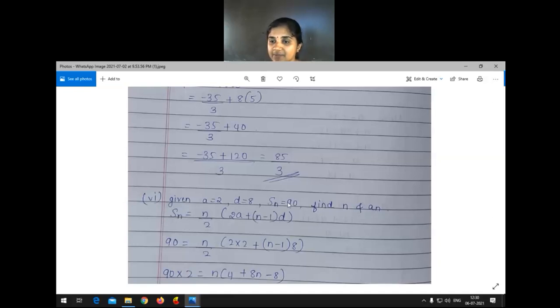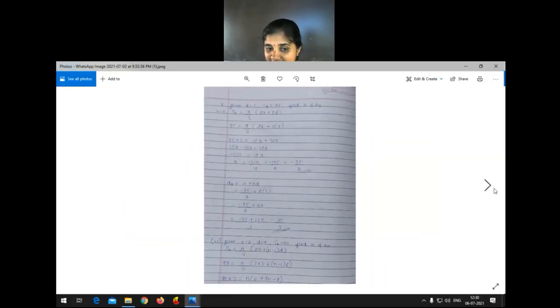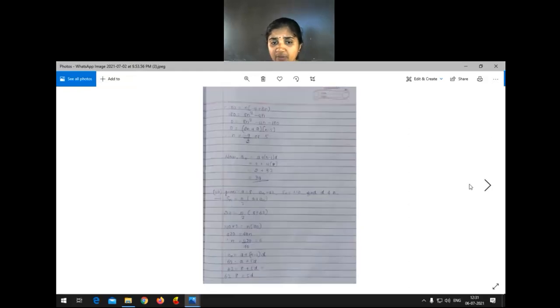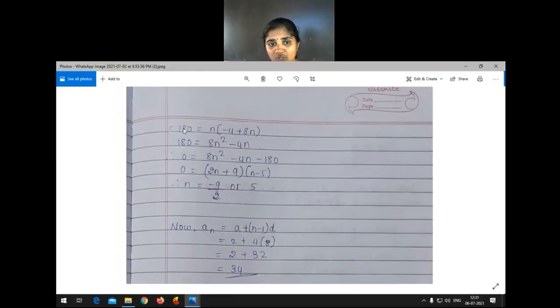Substitute Sn as 90. Then n by 2 into 2 into 2, the A value is 2, plus n minus 1 into d, which is 8. Now transfer this 2 to this side. So that is 90 into 2, which is equal to n into 2 twos are 4 here. Then after removing the bracket, we got 8n and minus 8. So now, what next actually? Here we have the next continuation part. On the LHS, 180 is equal to n into minus 4 plus 8n.